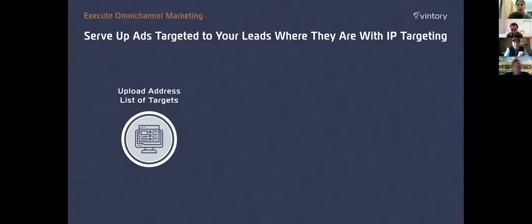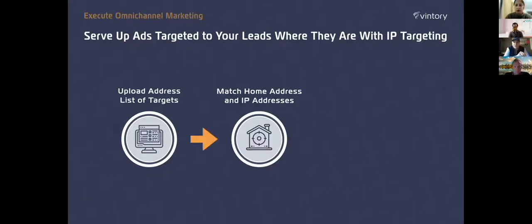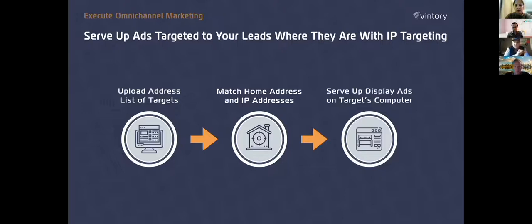All right, so how do you do it? Step one, you want to upload that list of your targets to the IP targeting software. It then matches your target with the IP addresses. It then serves up those display ads on the targets' computers as they surf the web. I mean, literally, if the CIA ever got into marketing, I think this is probably how they would do it.